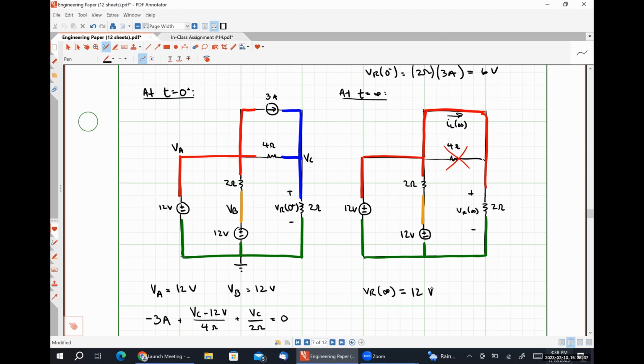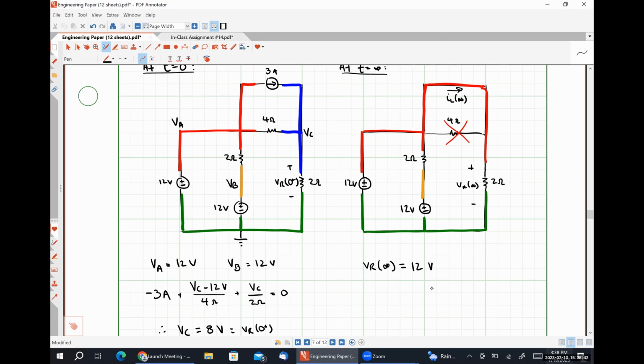So how are we going to find IL at infinity? We have VR in the 2 ohm resistor. Yep. So it's just going to be 12 volts divided by 2 ohms is 6 amps, because all of IL will flow through that 2 ohm resistor on the right. None of it is going to branch off and flow through the 4 ohm resistor because it's shorted out.